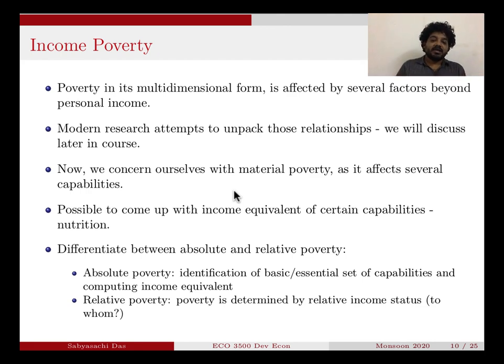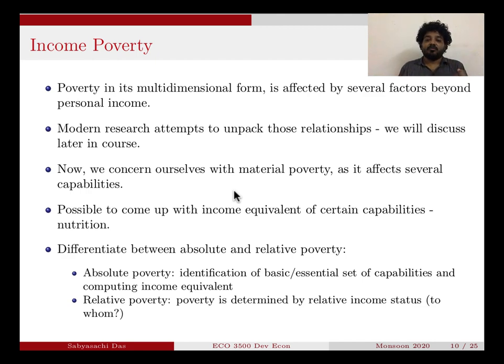However, even if your income is above the absolute level, which helps you attain the nutritional standards, but yet if your income is relatively much lower relative to say the rest of the country, then it might make it unaffordable for you to attain some of the other capabilities. Okay, so in that sense, you could be relatively poor even if you are not poor in the absolute sense.